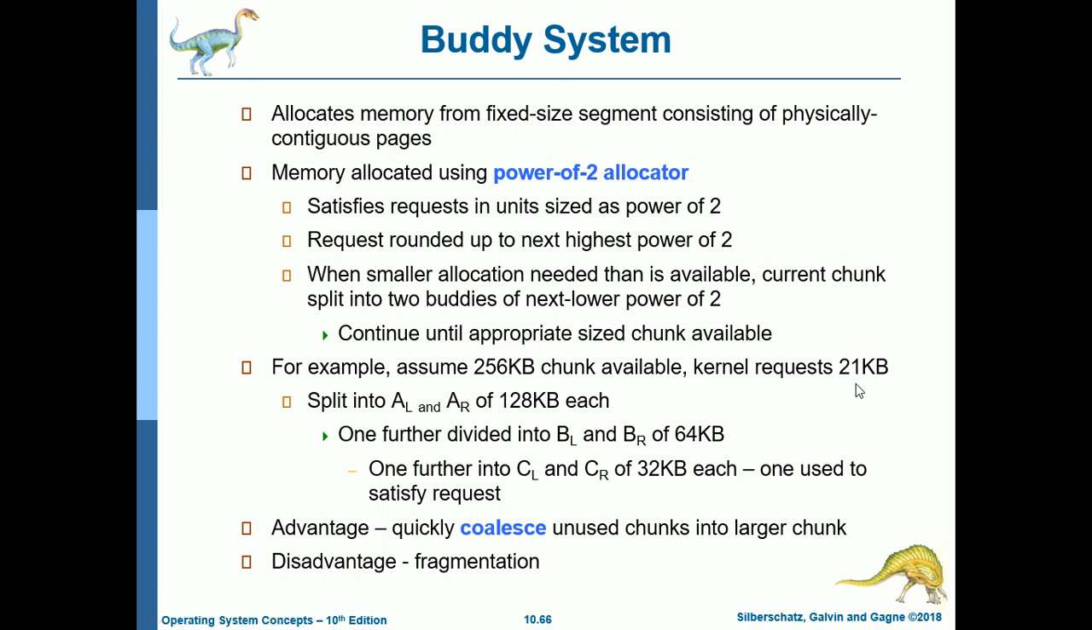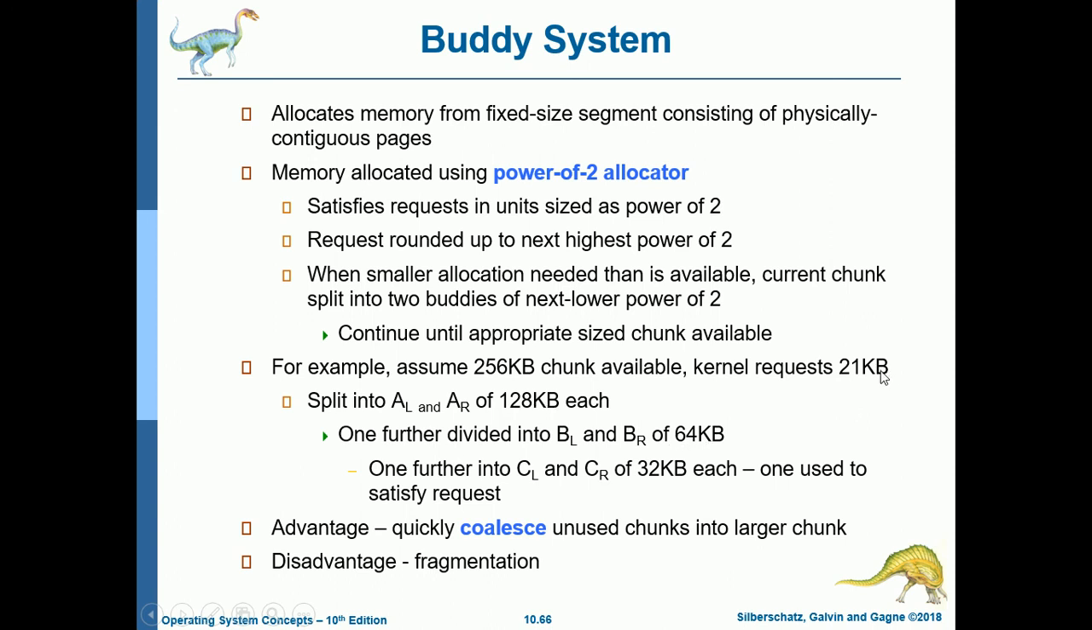So what are we going to do? You have to split 256 into A sub L, the left, and A sub R, the right. So 256 divided by 2 gives 128 kilobytes each. It's still too big, so we divide further into B sub L and B sub R, left and right. 128 divided by 2 will be 64 kilobytes.